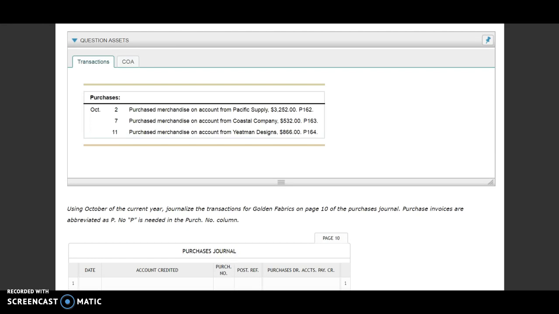Purchase invoices are abbreviated as P. No P is needed in the purchase number column.